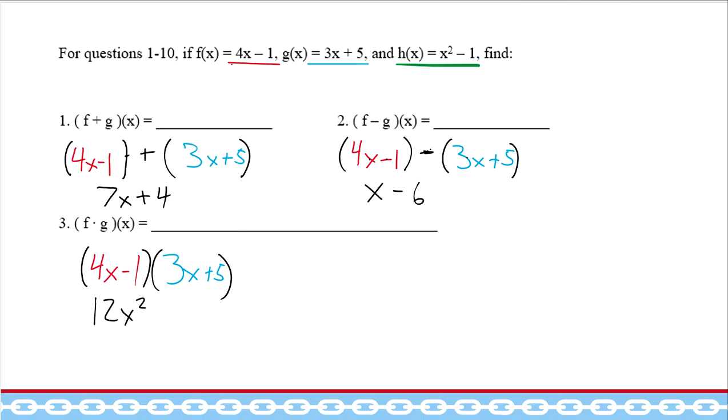O for FOIL is outer, so 4x times 5 plus 20x. I for inner, negative 1 times 3x for a negative 3x. And then L for last, negative 1 times 5. I would then need to finish this by combining like terms right here in the middle. 20x minus 3x would be a plus 17x. And then the minus 5.